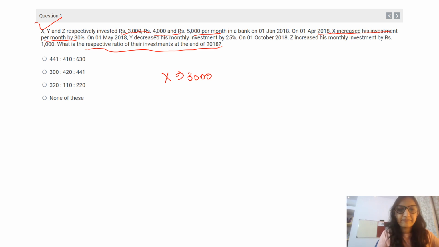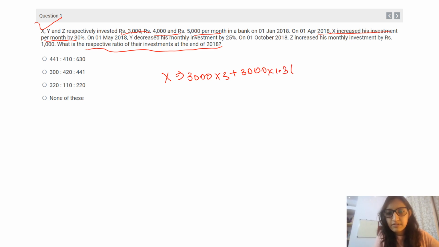the end of 2018. So X started with 3000 on 1st Jan, and on 1st April he increased by 30%. That means he invested rupees 3000 for the first 3 months, and then 3000 into 1.3 for the remaining 9 months. Now for Y, similarly, we have 4000, and on 1 May, Y decreased his monthly investment by 25%. So for the initial 4 months he invested 4000, then he went from 4000 to 0.75, decreasing 25%, for the remaining 8 months.